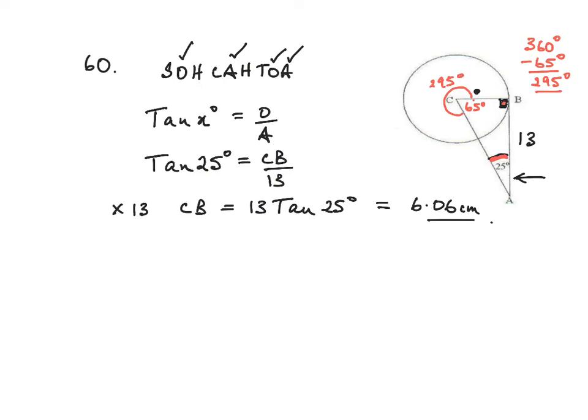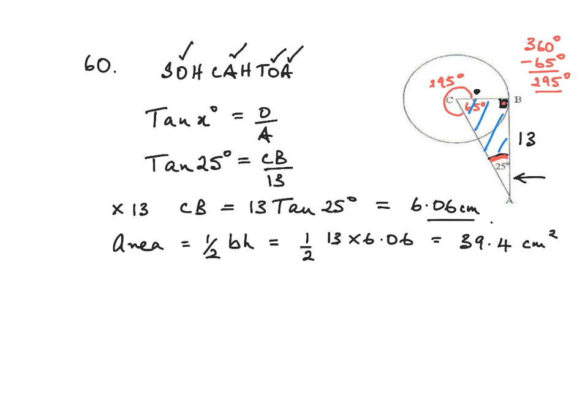I'm going to calculate the area of this triangle. It's a right angle triangle, so the area is half the base times the height, 1/2 of 13 times 6.06. That's 39.4 centimetres squared. So that's this shaded area here.